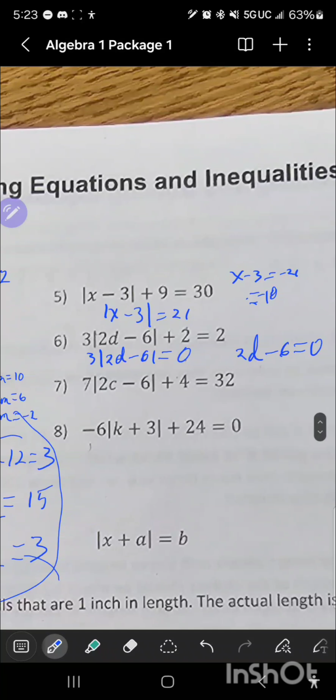Then for the next one, as I explained just before, we need to first subtract 4 from both sides, so we have 7 times the absolute value of 2c minus 6 equals 32 minus 4, which is 28.